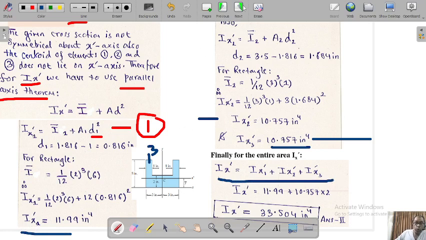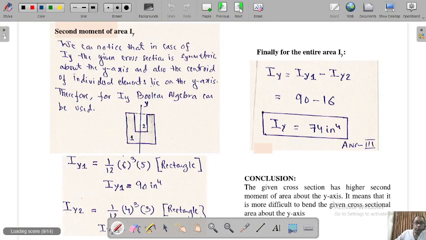So now you need to calculate Iy. Since the shaded area is symmetric about the y-axis, we can notice that in case of Iy, the given cross section is symmetric about the y-axis, and also the centroid of the individual elements lies on the y-axis.